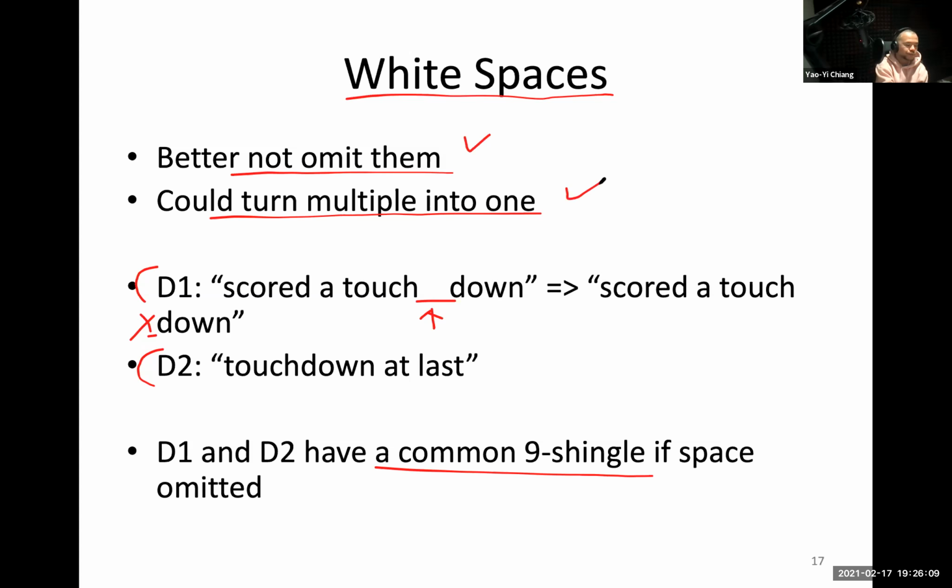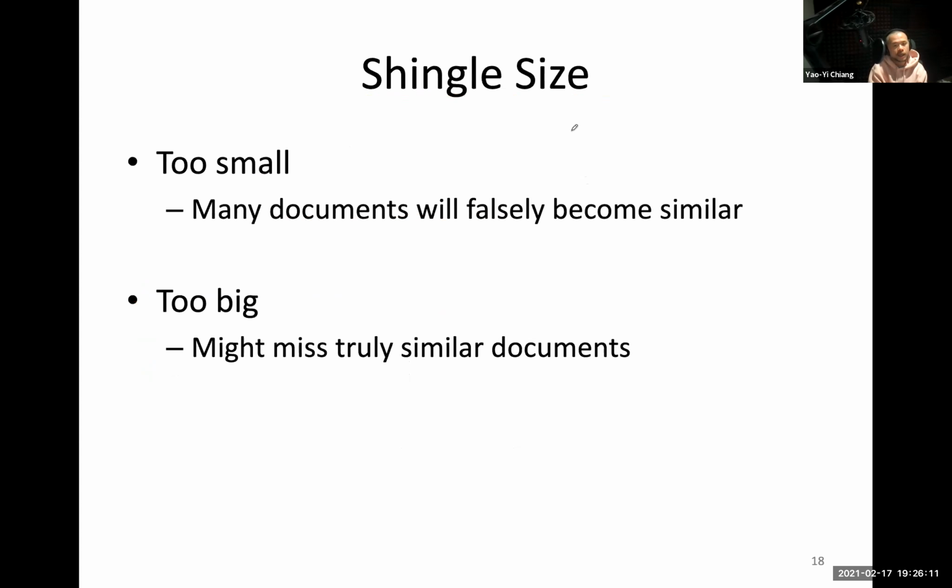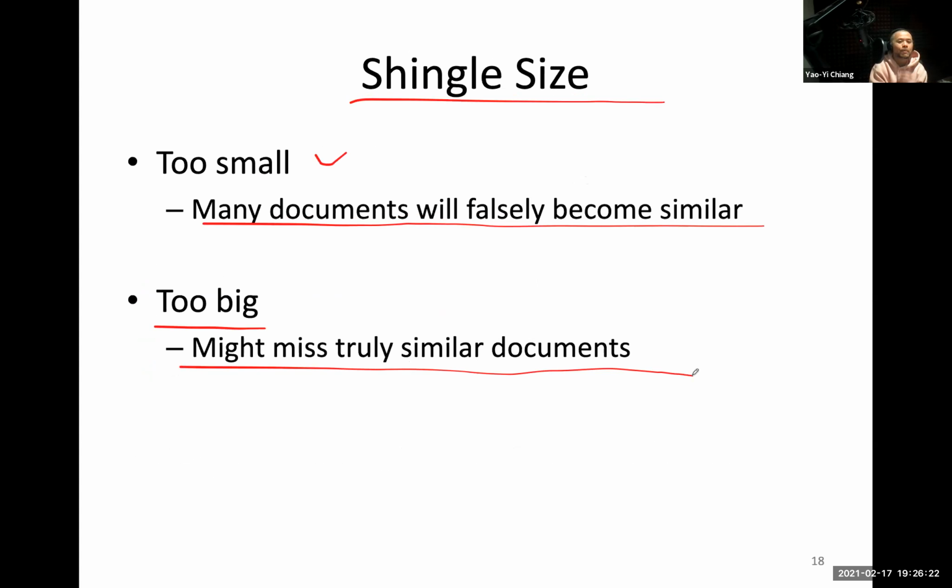So how do we decide on the shingle size? Well, if the shingle size is too small, many documents will falsely become similar. If it's too big, you might miss truly similar documents. But what does it mean then? When we say too small, what would be the smallest shingle that you can use? Anybody?